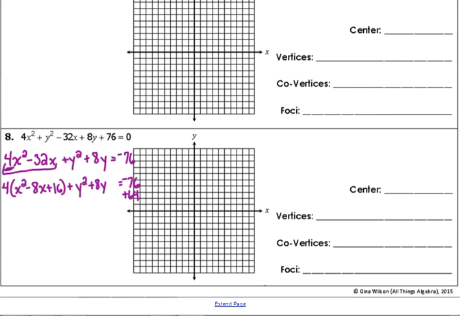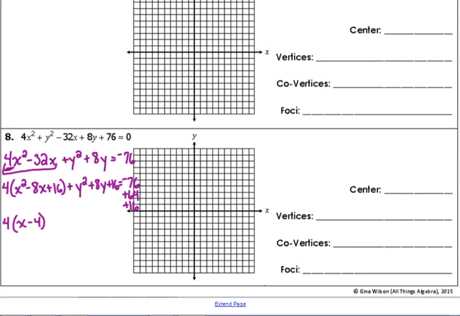Complete the square for the y's. 8 divided by 2 is 4. Squared is 16. It didn't have a coefficient in front, so I just added 16. Any questions that need to be clarified about the completing the square part? All right. Let's finish putting this in standard form.